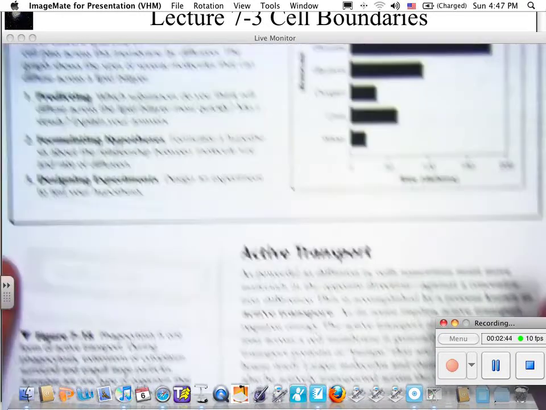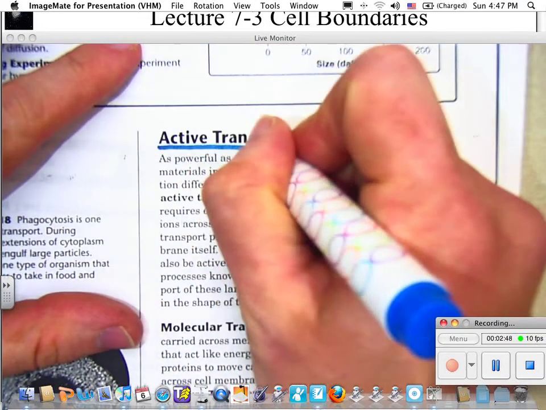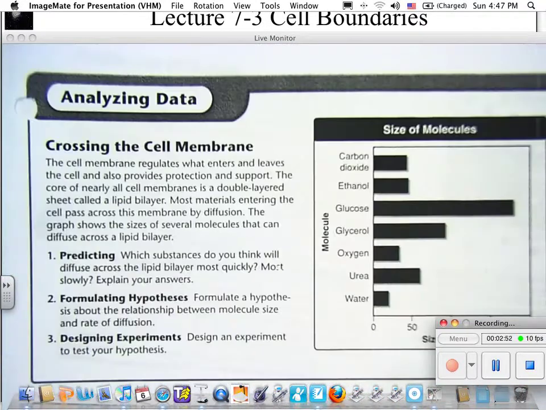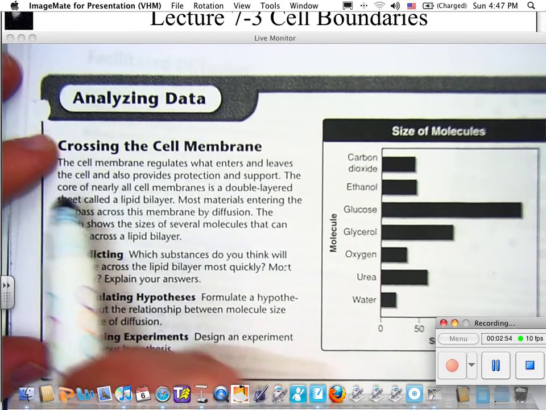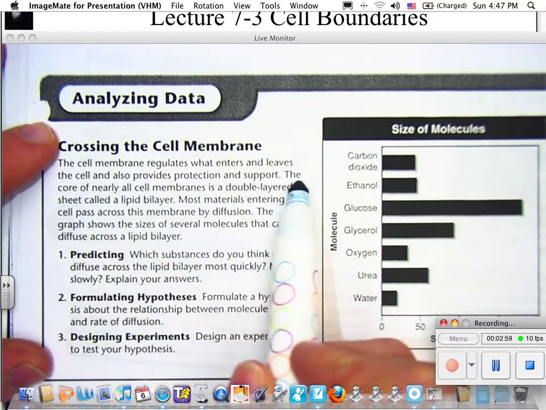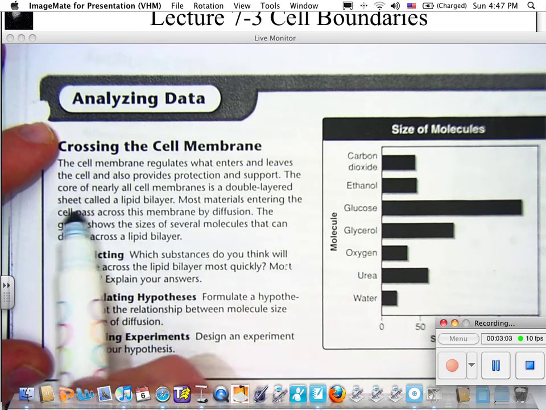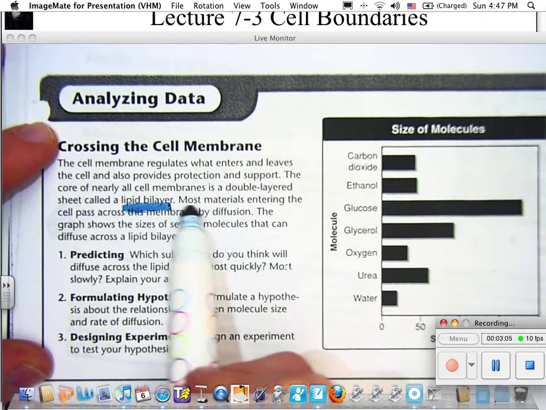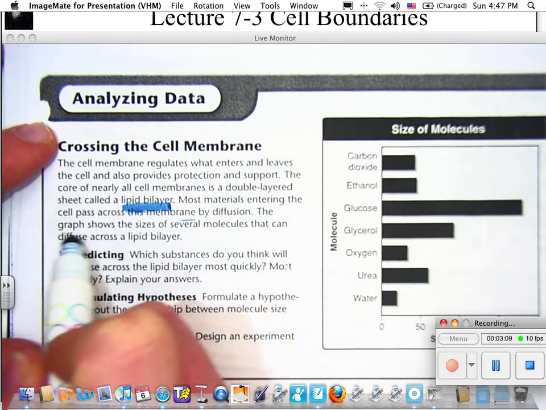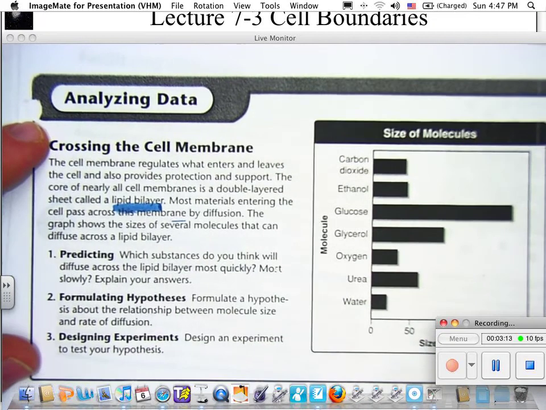Alright, active transport. Start a new section in your notes, active transport. Let's read this neat little graph. Crossing the cell membrane. The cell membrane regulates what enters and leaves the cell and also provides protection and support. The core of nearly all cell membranes is a double-layer sheet called the lipid bilayer. We've learned about that. Most materials entering the cell pass through this membrane by diffusion. The graph shows the size of several molecules that diffuse across the lipid bilayer.